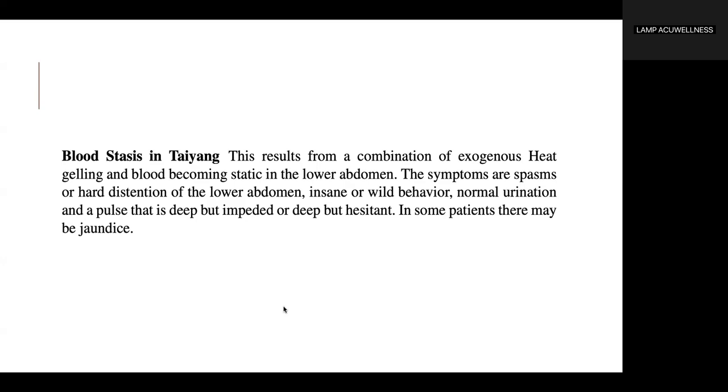the lower abdomen. The symptoms are spasms or hard distension of the lower abdomen, insane or wild behavior, normal urination, and a pulse that is deep but impeded, or deep but hesitant. In some patients, there may be jaundice.